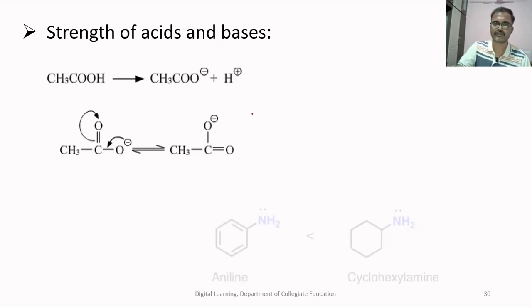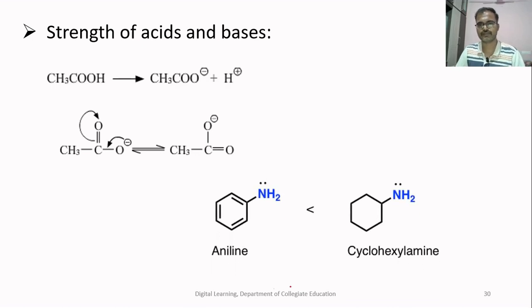And we can use the concept of resonance to explain the basic nature also. See, I have taken aniline and cyclohexylamine. Among these two, cyclohexylamine is more basic when compared to aniline, because here the lone pair of electrons present on the nitrogen is easily available for protonation or reaction, whereas in the case of aniline, the lone pair of electrons present on the nitrogen is involved in the delocalization towards the benzene ring. Hence, it is not freely available for protonation or reaction. Hence, it is less basic when compared to cyclohexylamine.